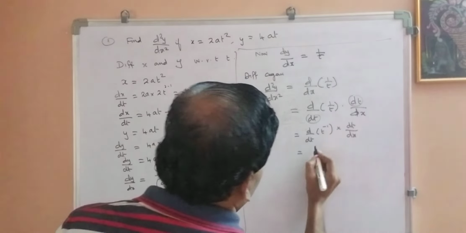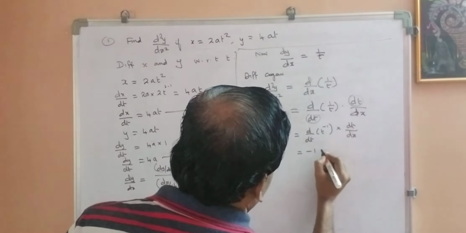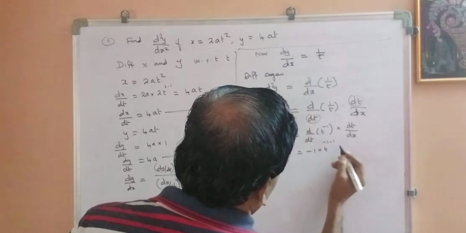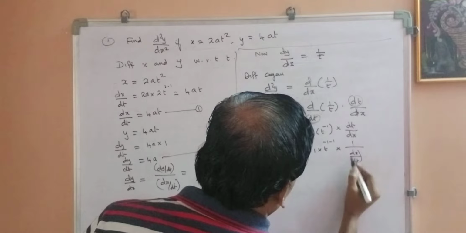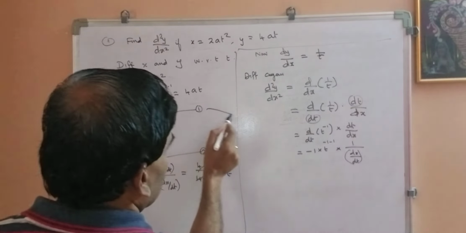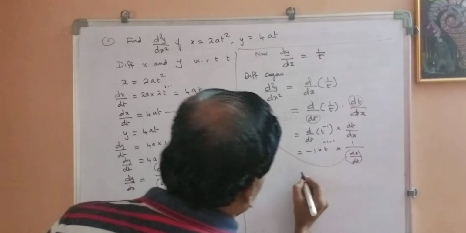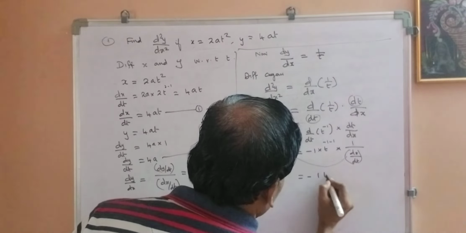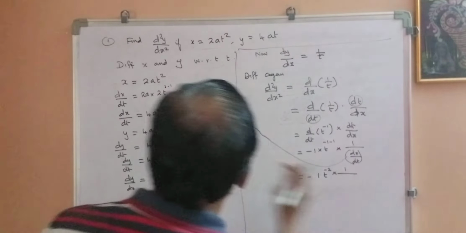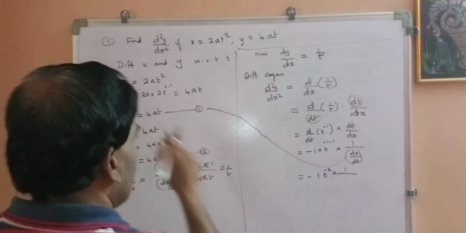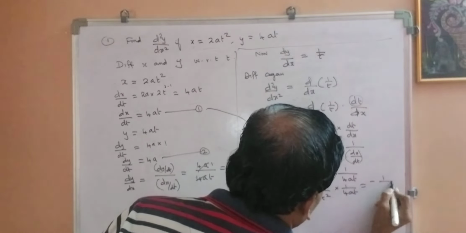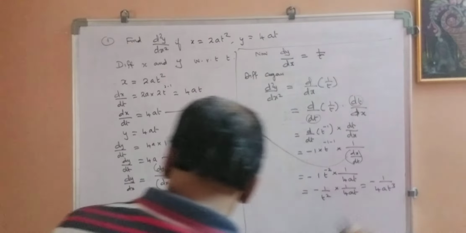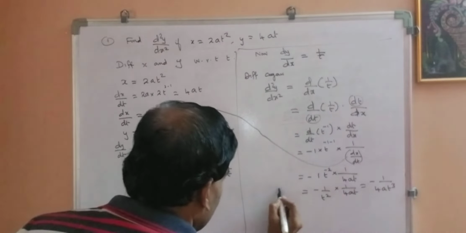So, what is the derivative of x raised to n? Minus 1 into t raised to minus 1 minus 1, into, here I am writing, 1 upon dx by dt. See, this you know. So, minus 1 into t to the minus 2 into 1 upon, what is here? 4at. So, minus 1 upon t square into 1 upon 4at equal to minus 1 upon 4at cube. This is the answer.